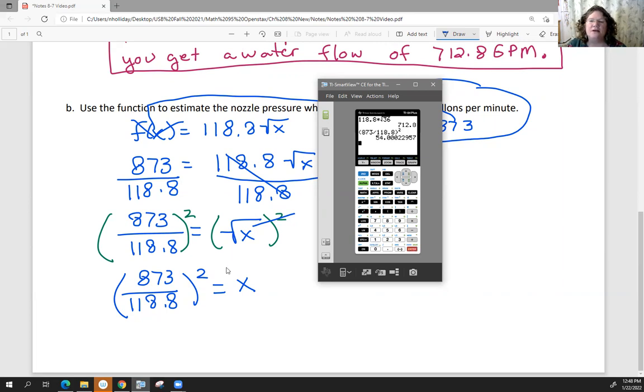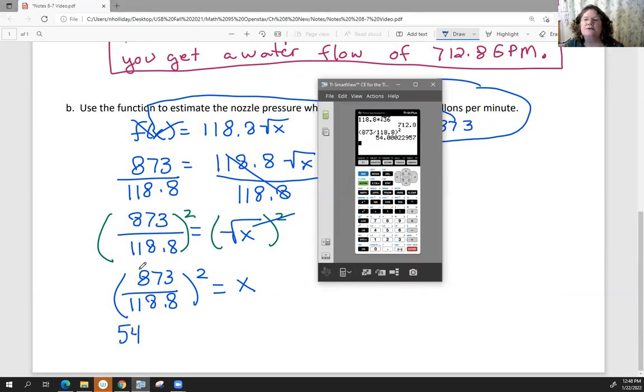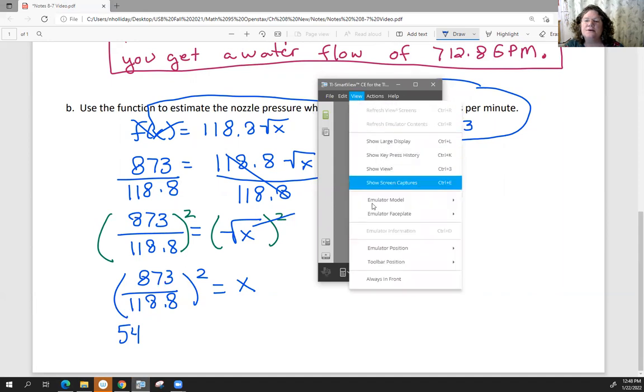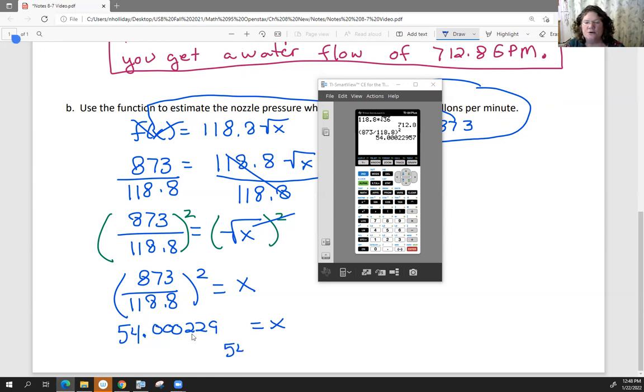And that gives us a value, and it looks like 54. Oops, hold on, I don't have my calculator at the top. Let me just fix my view there. Always on the front. Okay, so we got 54.000229 and so on. On a word problem, usually you round to tenths, and it looks like the tenth is 0, so my final answer would say 54.